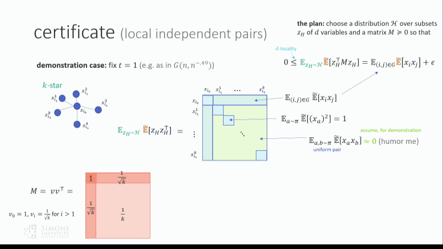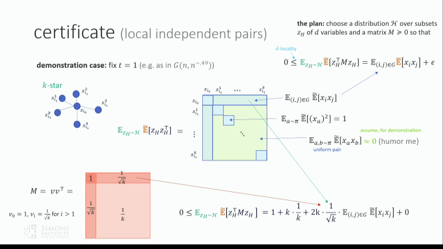I'm going to take VV transpose where V is a vector, where V0 is 1, so V0 corresponds to the entry of the root, and all the other entries are 1 over square root k. And now, from the fact that I have d-local distributions, the expectation over such graphs times this matrix is non-negative. If I write this out, I'll get a bunch of terms. I'll go quickly over this part, but essentially I just take the inner product between these two matrices, and I get an expression that looks like this.